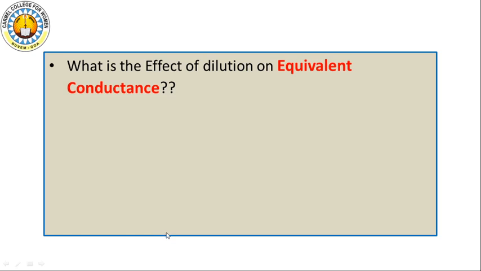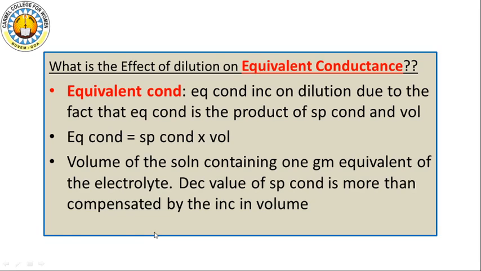Now, what is the effect of dilution on equivalent conductance? Can you think for a minute and tell me? First of all, you have to know what is equivalent conductance. It is that volume of the solution which contains 1 gram equivalence of an electrolyte. So, equivalent conductance increases on dilution. Why do you think equivalent conductance increases on dilution?